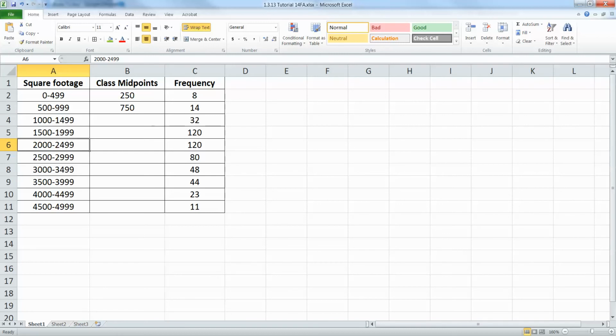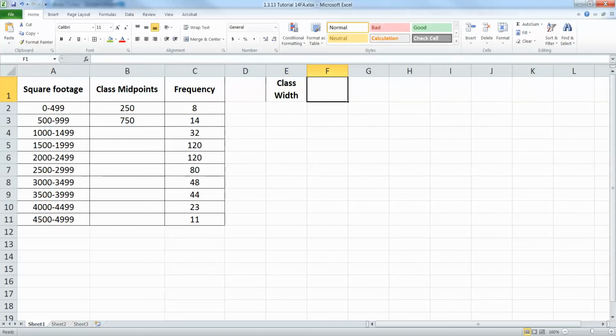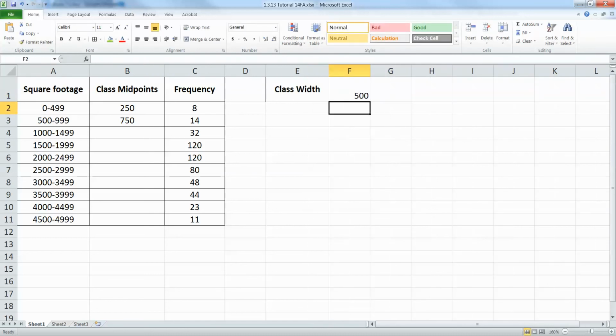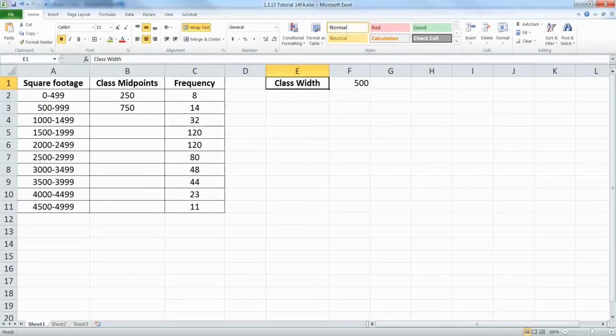However, there's a pattern here. Notice that the class width, which we learn about in Chapter 2, is equal to 500 take away 0, or it's equal to 1,000 take away 500, or whatever. All the numbers that we have here are 500 apart. That means my class width is 500. That's helpful because once I know that this is 500 more than this one, see how those are 500 apart as well? That means that the next number will be 750 plus another 500, right?